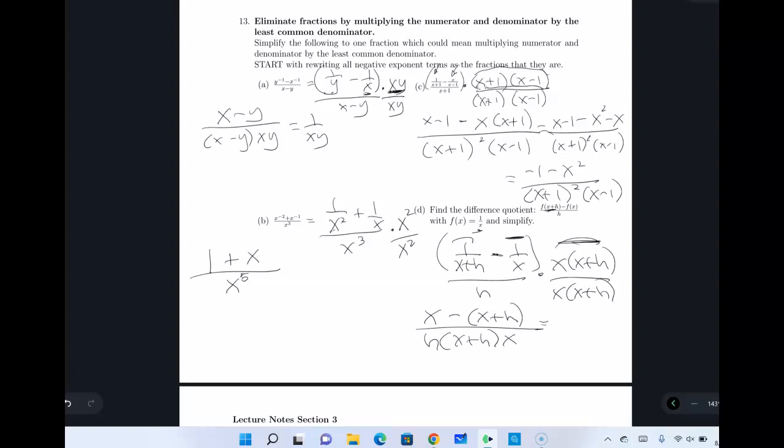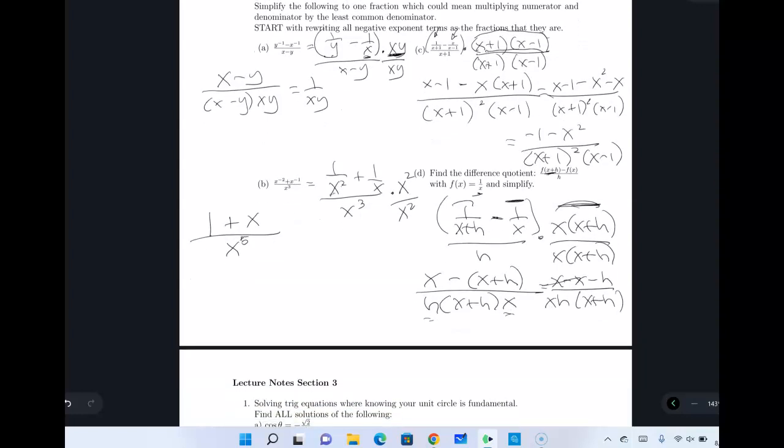Then I'd have h, x plus, oops, and I lost my x. Okay, so if I distribute that negative, x minus x minus h, so I'm going to pull this x and h together, x, h, x plus h. I see the x's go away, right? And then I get a negative h over x h, x plus h. The h's cancel, so I have negative 1 over x times x plus h.